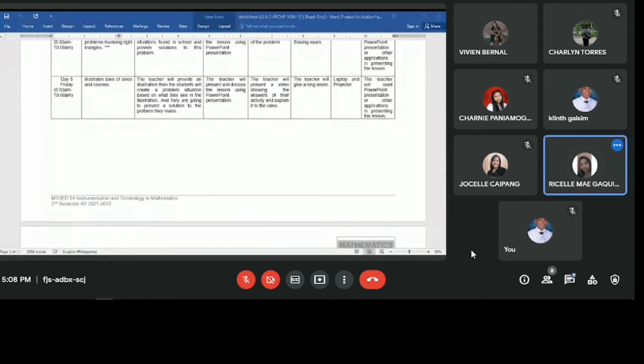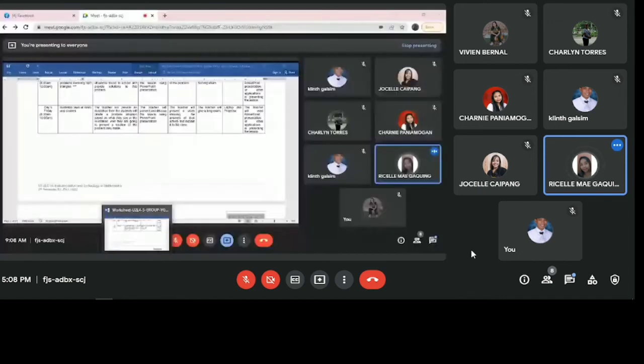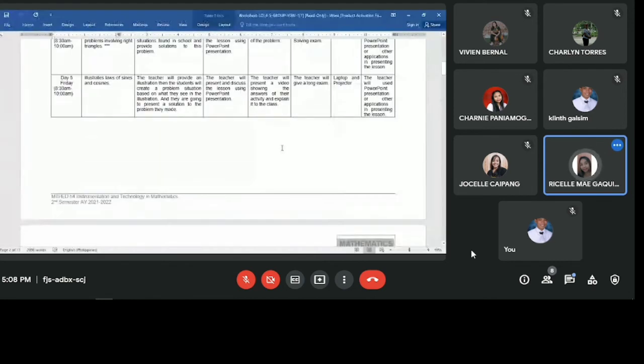So in day 5, Friday, the learning competency is illustrates law of sines and cosines. For the contextualization learning task, the teacher will provide an illustration, then the students will create a problem situation based on what they see in the illustration, and they're going to present a solution to the problem they made.